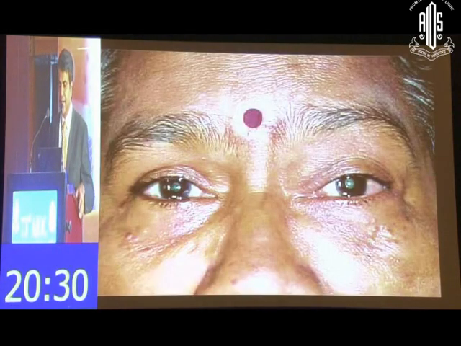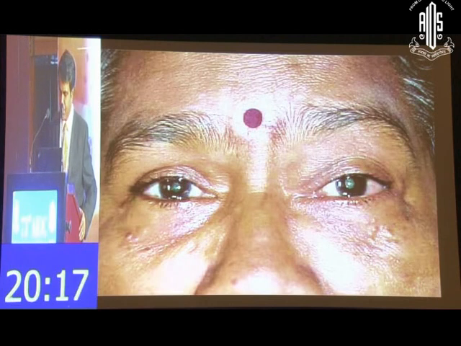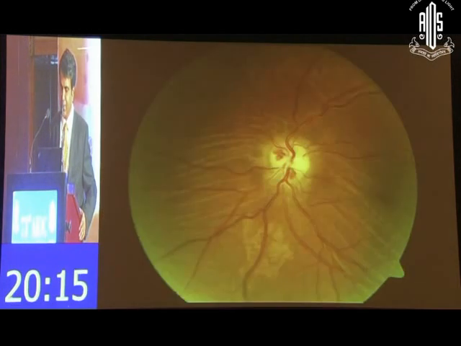Now this lady comes to the cataract surgeon for cataract surgery. Obviously she has bilateral cataract, not very severe though, but she also has a relative afferent pupillary defect. So what are the possibilities? She has mild proptosis, very mild proptosis. She has RAPD, and this is what you see in the fundus. What are these vessels called?